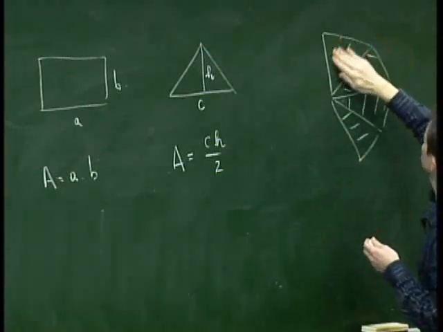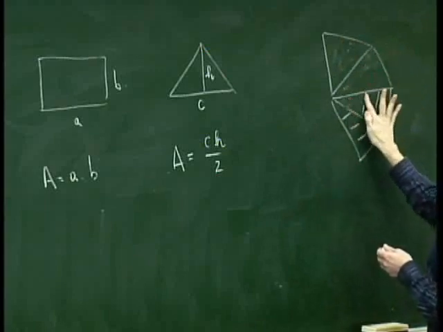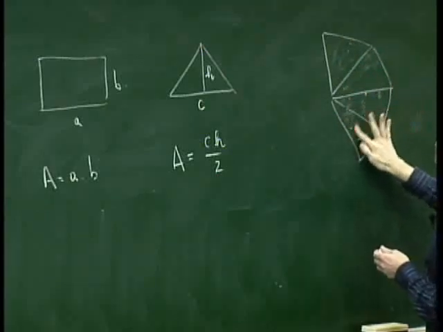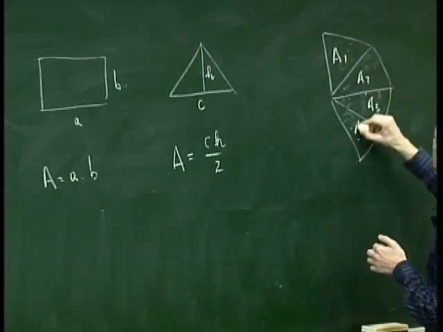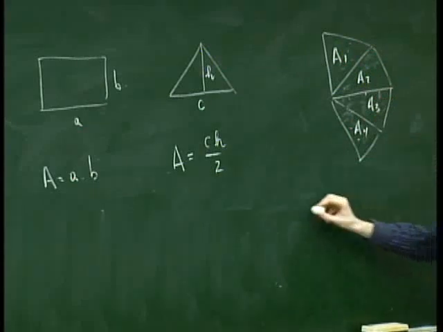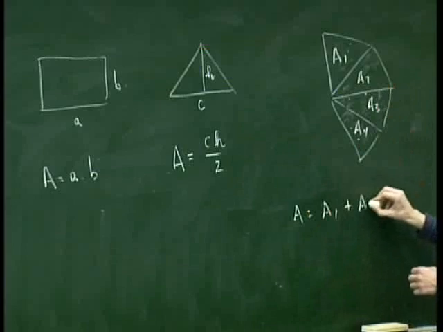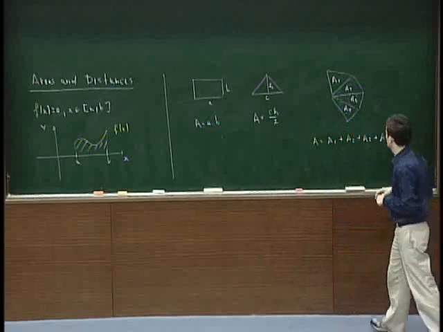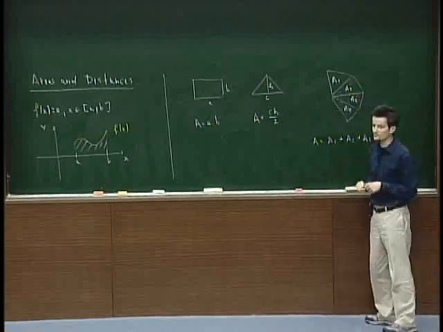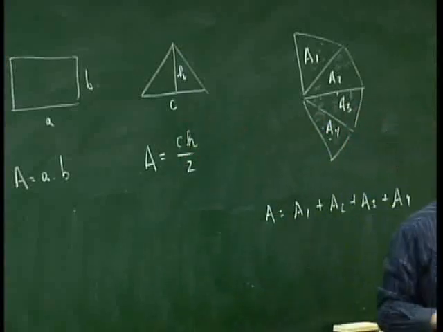So I shouldn't do this. Sorry. So if this area is A1, this area is A2, this area is A3, this area is A4, then the area of the whole thing is A1 plus A2 plus A3 plus A4. Actually, this is also a definition. We define the area of something like this as the sum of the areas of simple objects we have already defined.